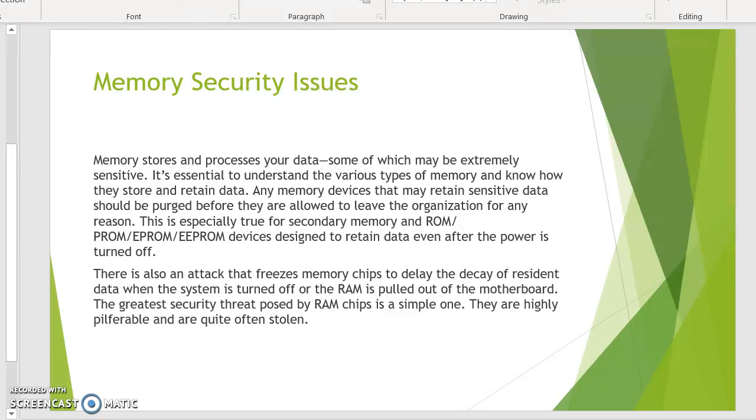There is also an attack that freezes memory chips to delay the decay of resident data when the system is turned off or the RAM is pulled out of the motherboard. The greatest security threat posed by RAM chips is a simple one: they are highly proliferable and are quite often stolen.